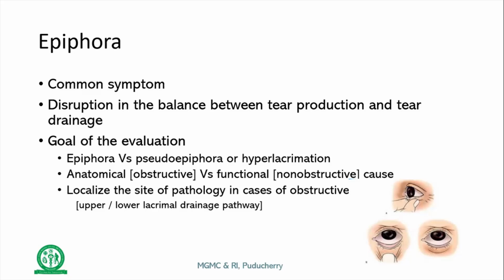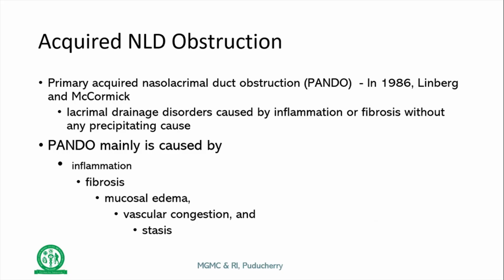So how do we do functional assessment? Functional assessment for the pump mechanism, especially the orbicularis muscle, we do the distraction test, snap test, and the pinch test. That will easily tell us about the orbicularis pump. Then we'll move on to the acquired obstructions, since congenital will be dealt by subsequent speakers. The primary acquired nasolacrimal obstruction is any lacrimal disease that is caused by inflammation or fibrosis without any cause, right? So whenever there is an unknown cause of inflammation, there is stasis because of mucosal edema and vascular congestion.